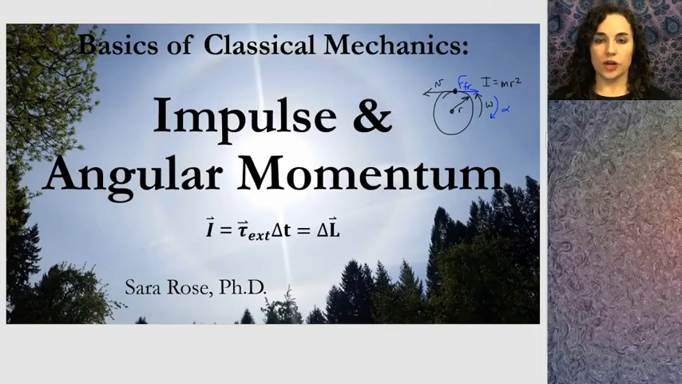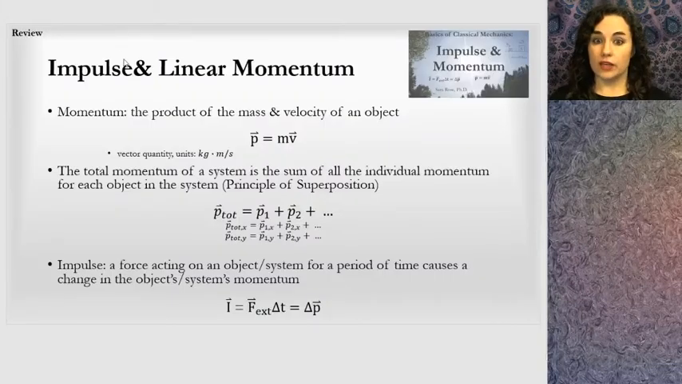This is a lesson on impulse and angular momentum in the units of momentum and rotational dynamics. We've seen the idea of impulse before with linear momentum. After we defined what linear momentum is, we used Newton's second law in order to motivate the relationship between a force applied for a certain amount of time and the change in the linear momentum.